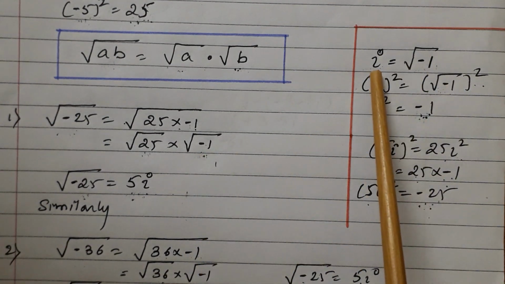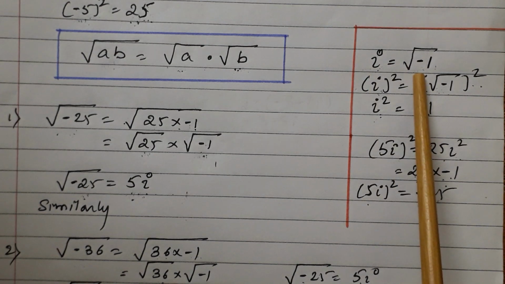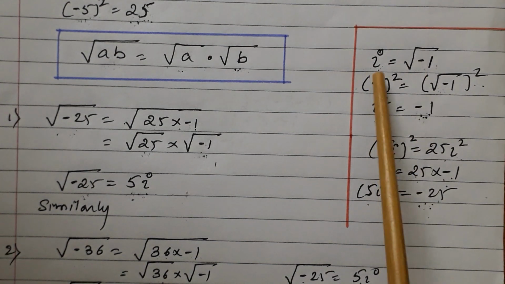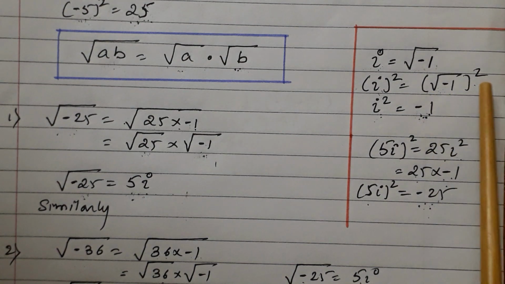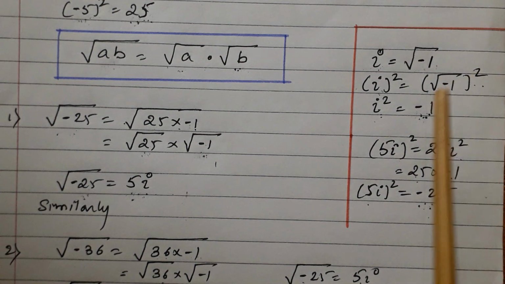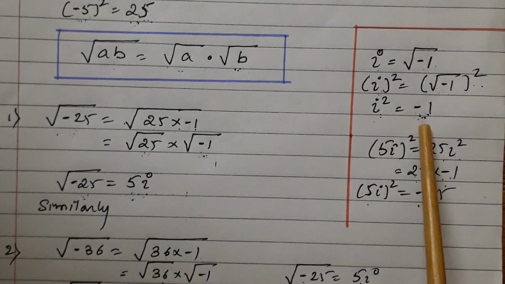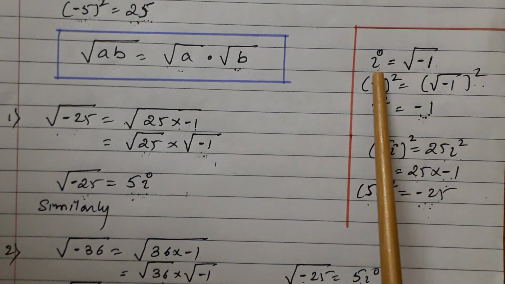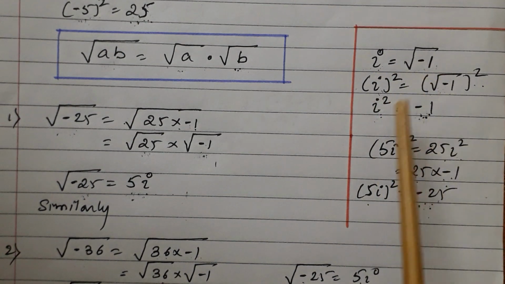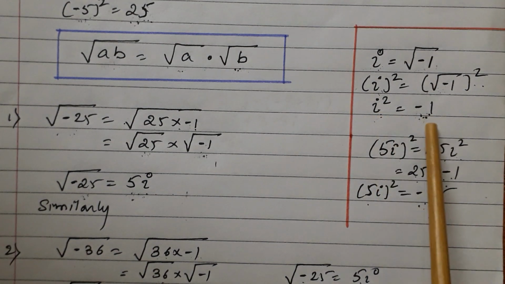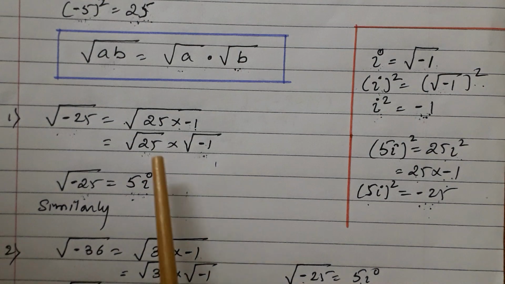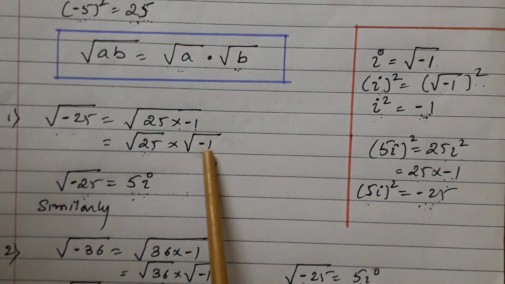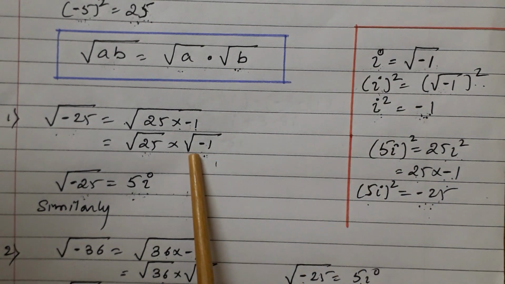Let us define a number iota which is equal to square root of minus 1. On squaring both sides, iota square is equal to square root of minus 1 the whole square. So iota square is equal to minus 1. So iota is square root of minus 1 and iota square is equal to minus 1. We have these two results which we'll be using. So let us substitute I instead of this root minus 1.